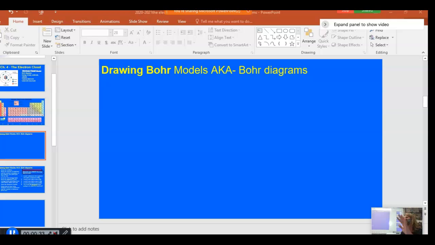His model of the atom was not 100% correct. He got some things right and some things wrong. Where he was correct was he thought that there were energy levels outside of the nucleus where the electrons resided. And he was totally correct, okay? There are actually 7 energy levels on the electron cloud.